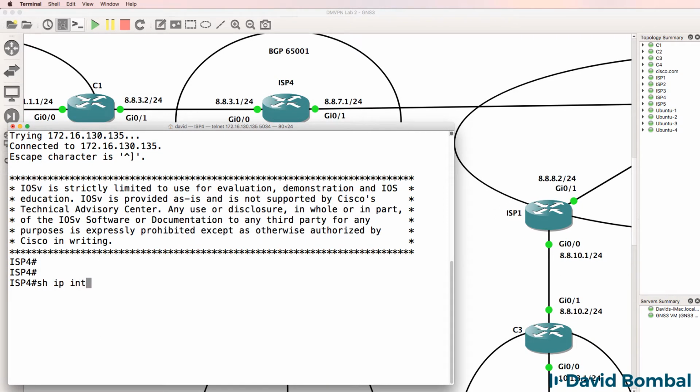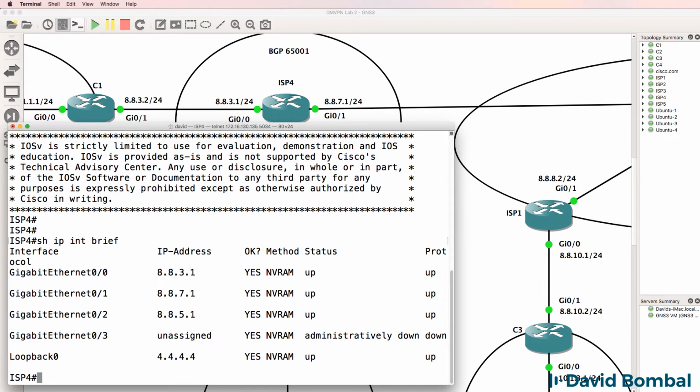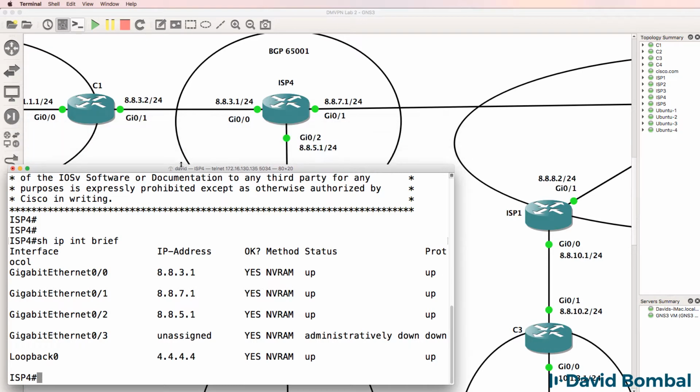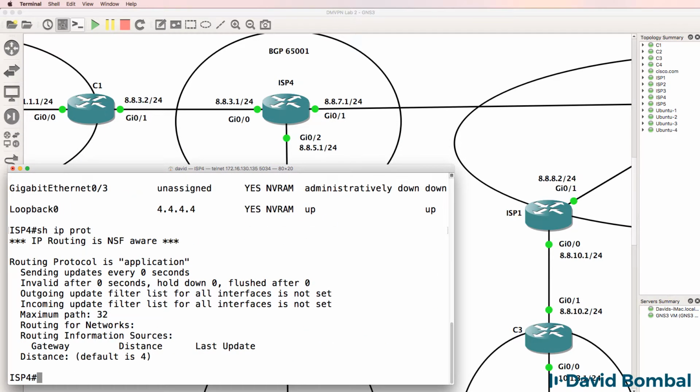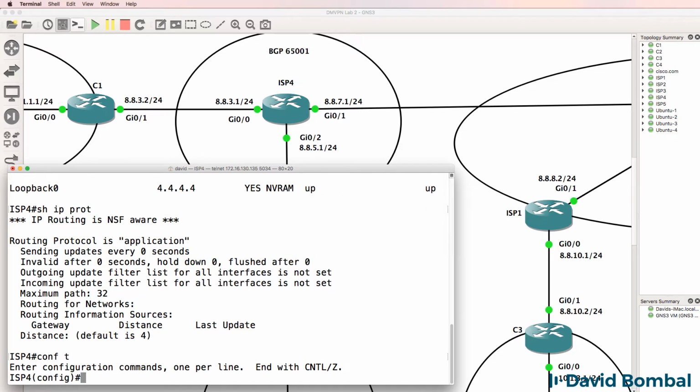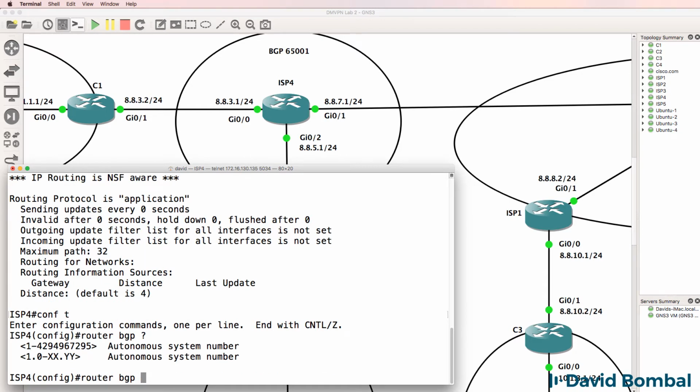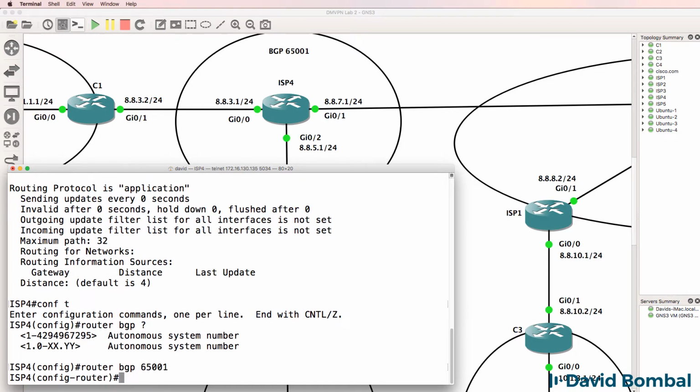Show IP interface brief shows us the IP addresses configured on the router. Show IP protocols shows us that no routing protocols are enabled on the router. So conf t, router BGP, autonomous system number is going to be 65001.